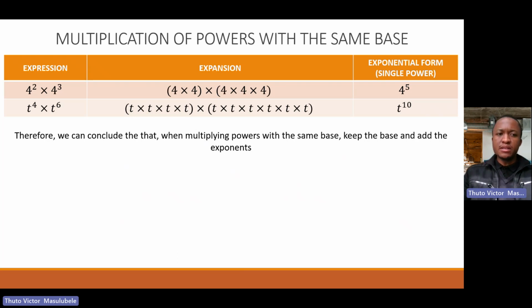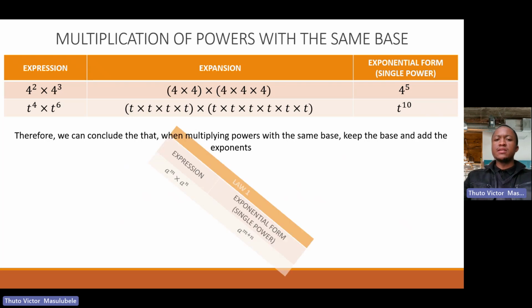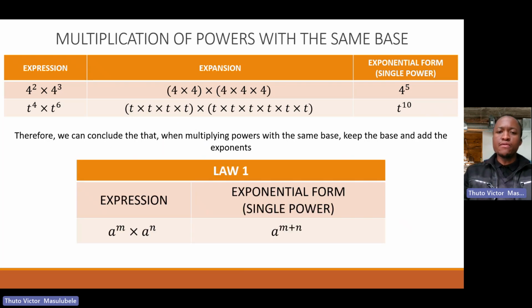The same example has been illustrated with t to the power of 4 times t to the power of 6. The factors can be expanded in the middle column, and then when you count the number of times in which you are multiplying t by itself, that will be 10 times. So that can also be expressed as a single power, t to the power of 10. So in other words, we can conclude that when multiplying powers with the same base, we keep the base and you add the exponents, which is the first law of exponents that you learn about. Multiplication of the same base, keep the base and add exponents.